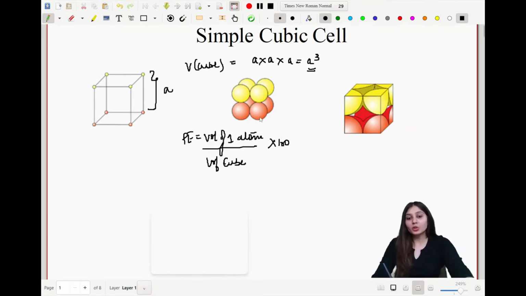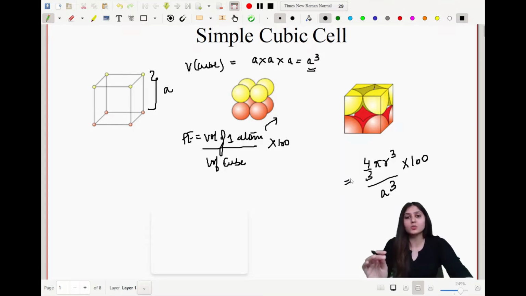Now what is the numerator? Numerator is volume of one atom, okay? So atom is considered to be a sphere. Although atom is not exactly a hard sphere, for the easiness of our calculation, we'll consider the atom to be spherical, okay? And what is the volume of sphere? It is 4 by 3 pi r cube. So we have the numerator with us, we have the denominator with us, we will just multiply by 100 and we should be getting the value, but there is one issue.